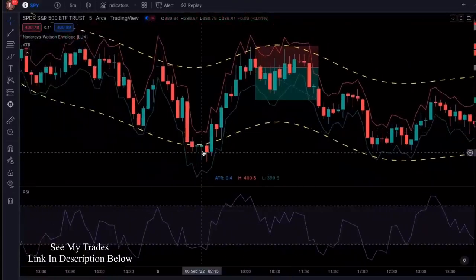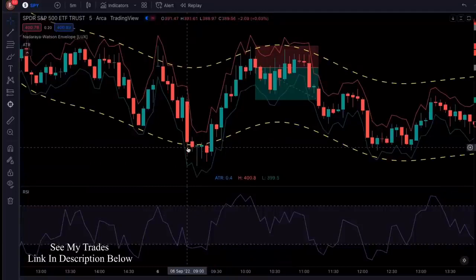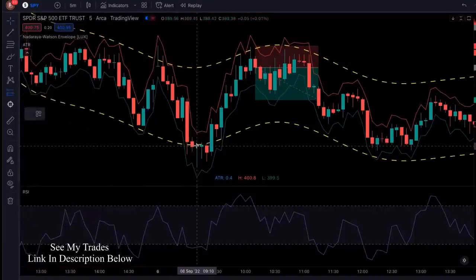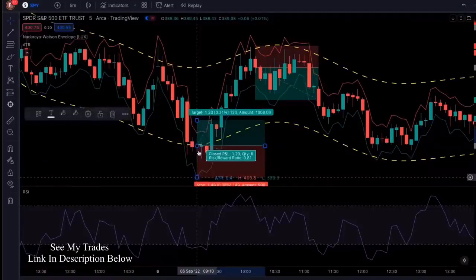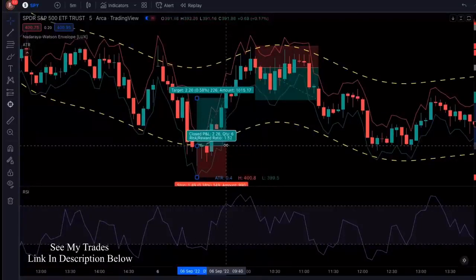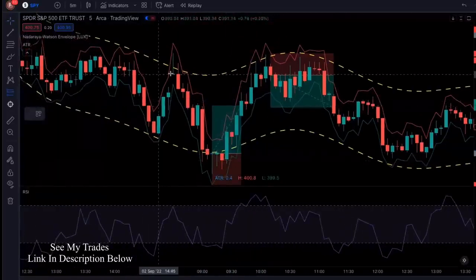Here's an example of another long trade that would have worked out pretty well because it was below the 30 level right here. Price action goes below the line, below the envelope, right? You get a green candle. Get in at the end of the green candle. Stop loss at the ATR line. Do 1 to 1.5. Boom.